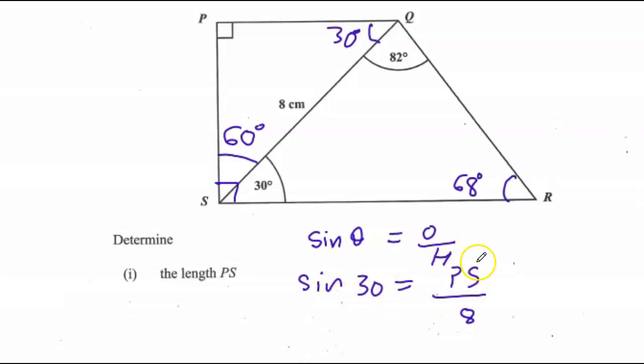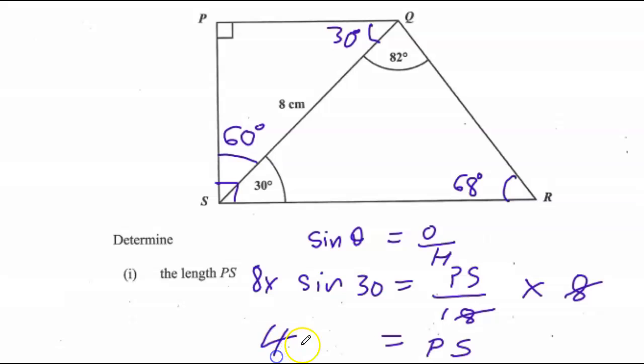So to get PS we can times both sides by 8. Times the right hand side by 8, it cancels. So we're left with PS, and the value of 8 times sine 30 is 4. So PS is actually 4 centimeters.